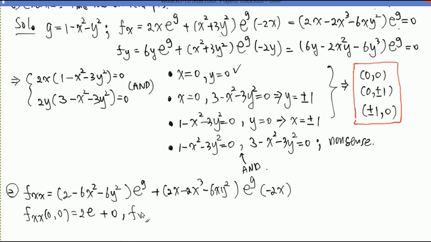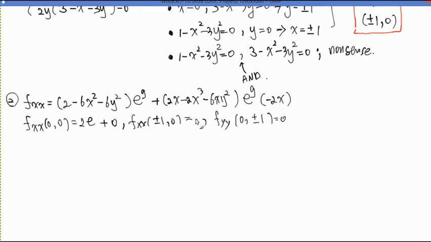And then for the other points, you can do this on your own, whatever that is. We need all these values to do the test at each of the 5 points, right? So after you calculate that, you will calculate those values. And then you calculate fxy, which is the same type of calculation, and compute all those 5 values, right?